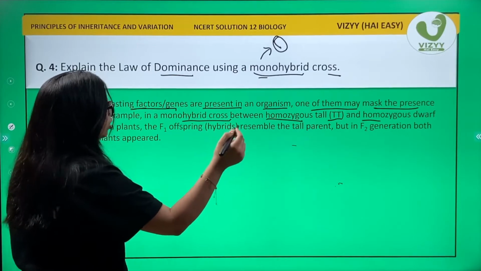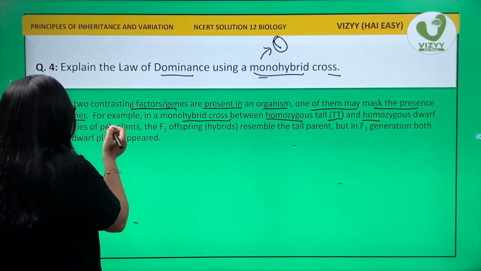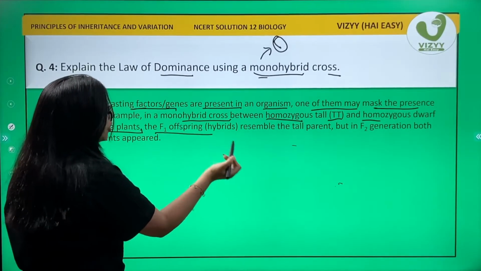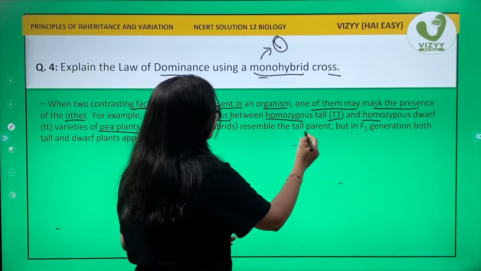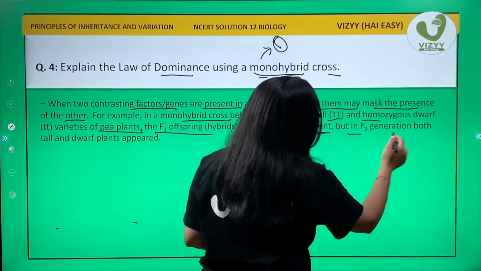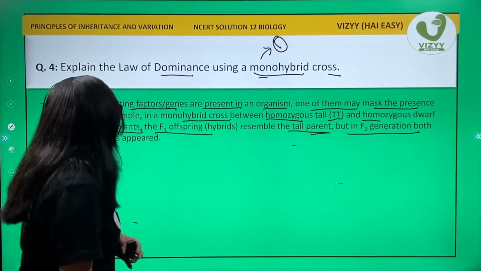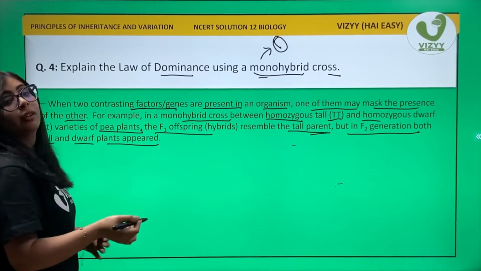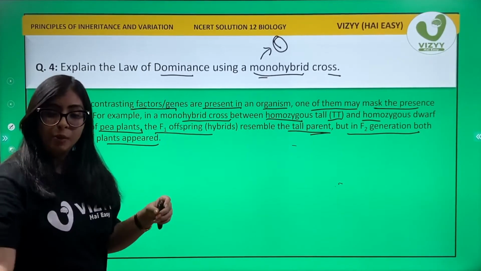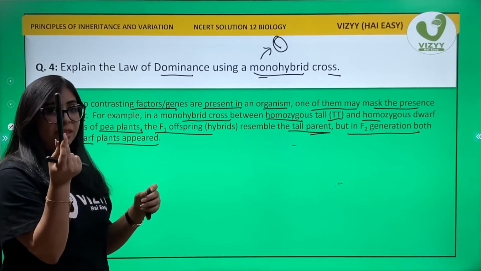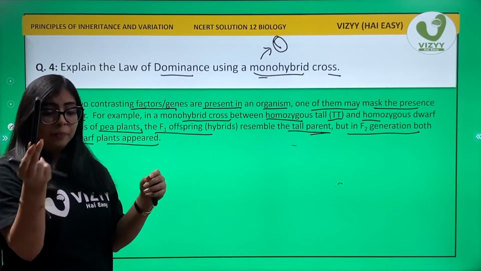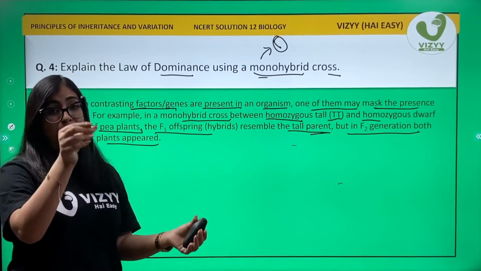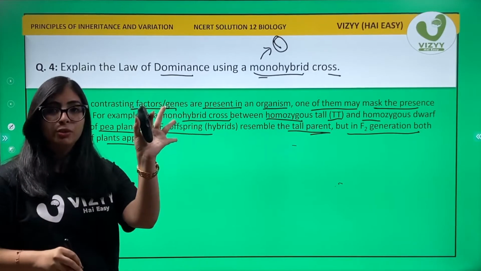Now, in these varieties of pea plant, the F1 offspring, or the hybrid, will resemble the parent that is tall. But in the F2 generation, both characters of the parents, tall and dwarf, would be present. When all the F1 generation is self-crossed, the plants obtained would be in a ratio where some of them are tall and some of them are dwarf.